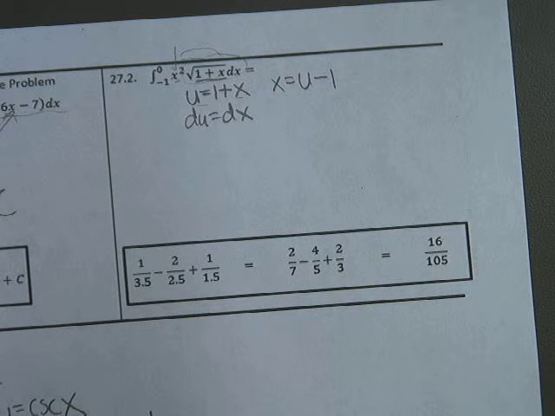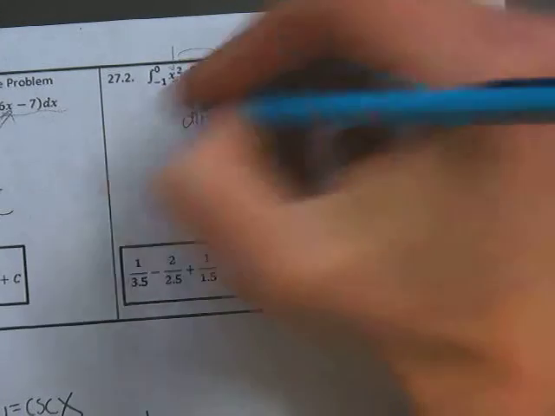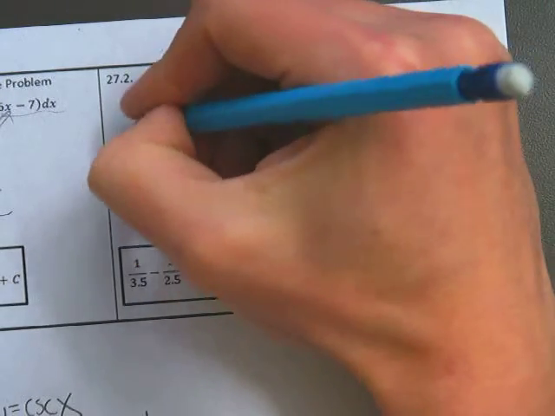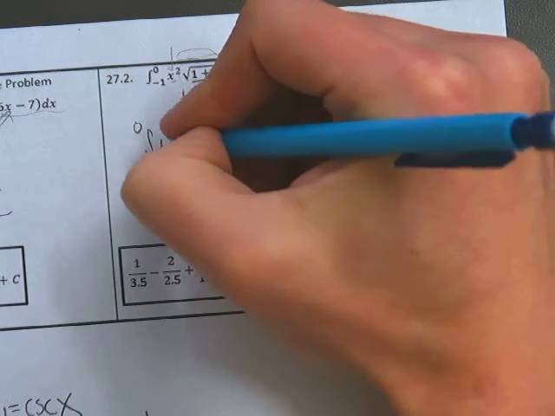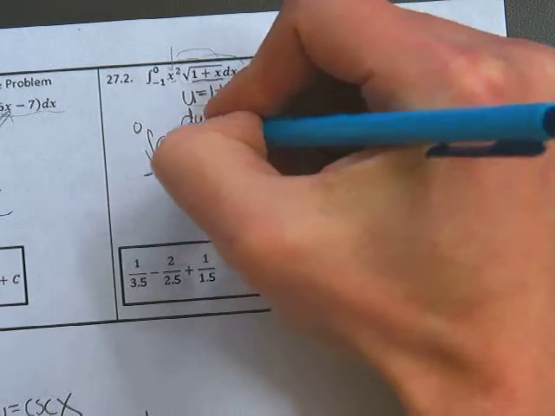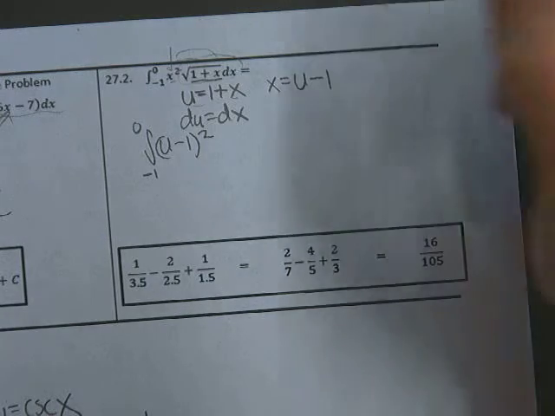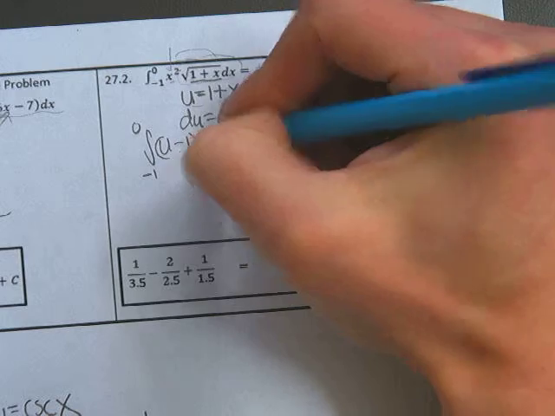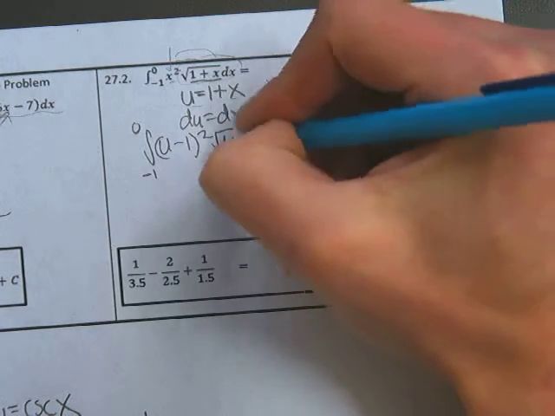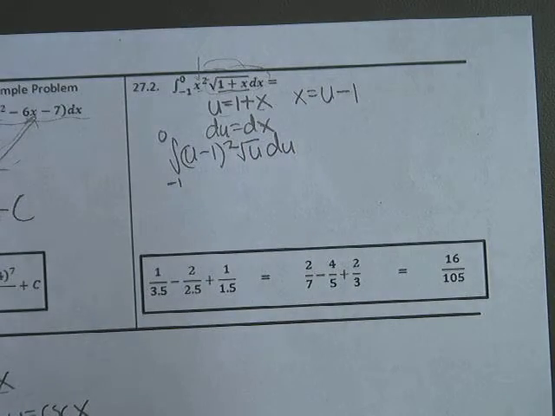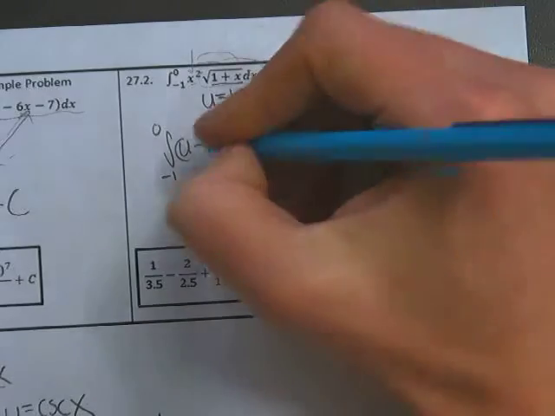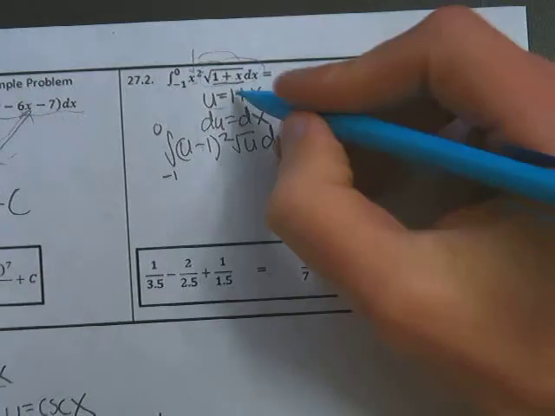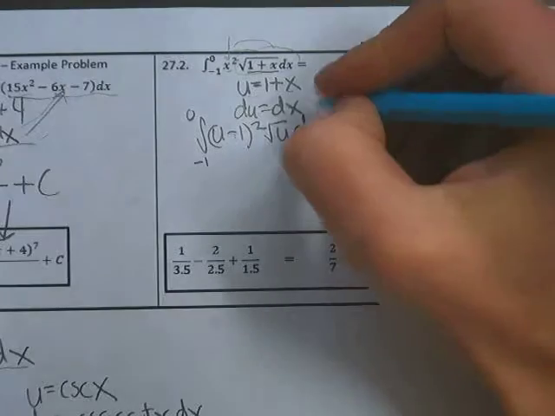And now I can rewrite my equation in terms of u. So I'm going to do that. Integral from -1 to 0 of (u - 1) squared, which is what x squared is, times the square root of u, and this thing was exactly du, because du is equal to dx. Now, this may not look simpler, and it isn't yet, but we're going to be able to make it simpler because we can expand (u - 1) squared, where we couldn't expand the square root of 1 plus x.